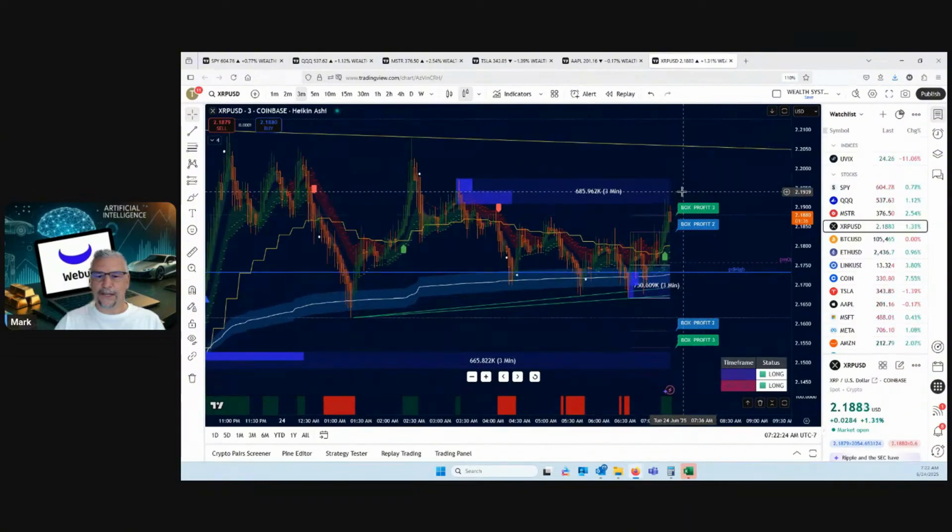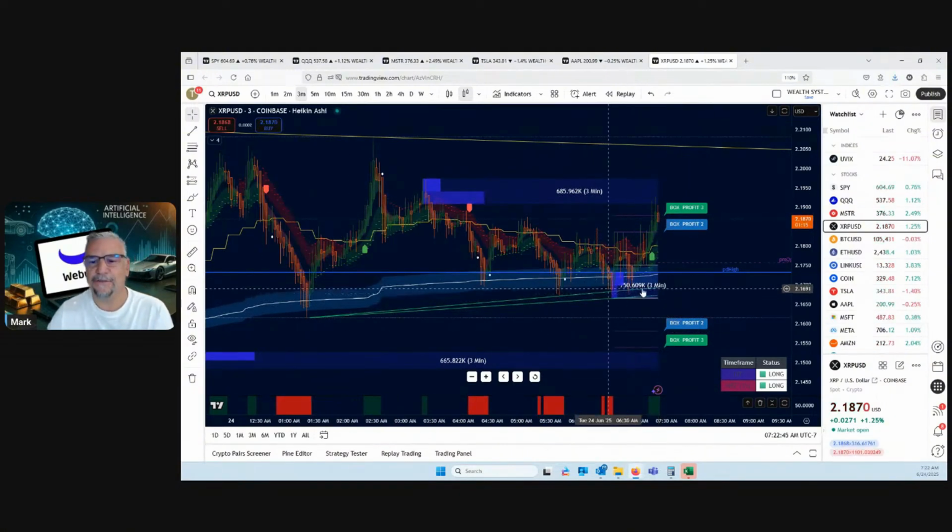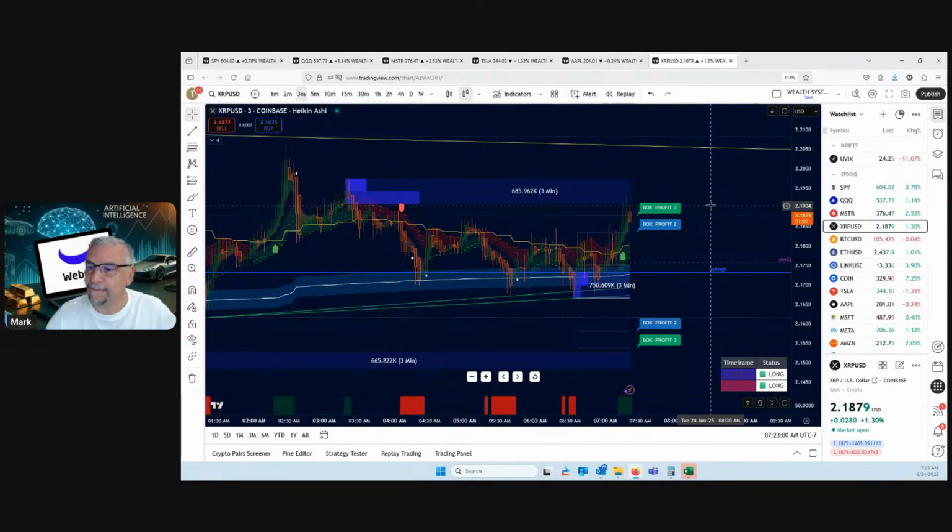We got some resistance here on the 3-minute volume, about 685,000 orders. That can be a resistance. You can see it touched it here, and it's testing it again. But with all this support here, higher lows forming, you got a huge volume of 750,000 buy orders here. Got a green signal. We've crossed over the trend line, and XRP is looking really good.